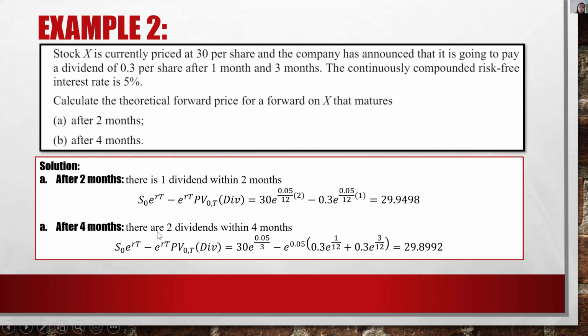Now after 4 months, there are 2 dividends. We got 1 dividend after 1 month, and the second dividend is after 3 months. So here, just follow the formula. First, S0 is 30, right? e to the rT is e to the 0.05 over 3, because 4 months, 4 over 12, is 1/3. So T is 1/3. So the first term here is 30 times e to the 0.05 times 1/3. And then the second term is e to the 0.05 times 0.3 e to the 1 over 12 plus 0.3 times e to the 3 over 12, because we got one dividend after 1 month and the second dividend after 3 months. So we got 29.8992. Basically, just follow the formulas. See that?